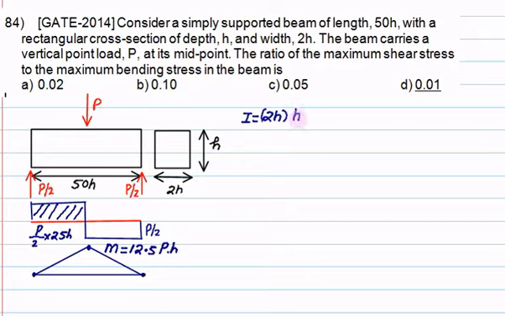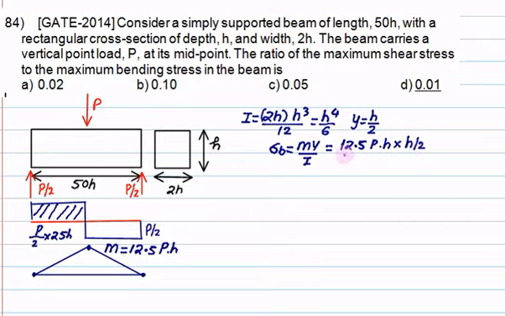H cube divided by 12, so this is H to the power 4 by 6. Y is H by 2. M we already calculated is 12.5 times P times H. This is H by 2, and this one is H to the power 4 by 6. Bending stress is 37.5 P by H square.